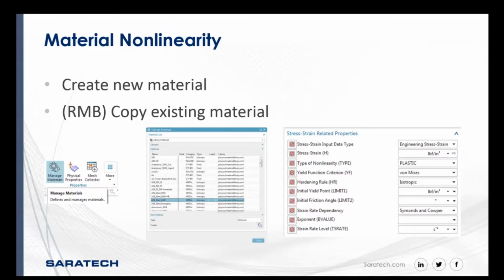Now, we're going to go ahead and set up material nonlinearity models. There's two easy ways to do this. We can create our own material using that material information that I provided in the last slide, and then enter in its material nonlinearity information. Or you could take a material that already exists. In this case, you'll see that 4340 steel already exists in the library. We can right-click on that, copy the material, and then from there we can add our own material nonlinear information after that.